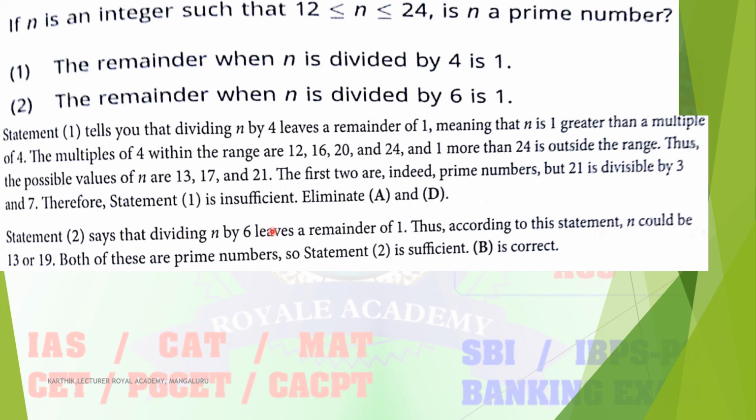After adding the remainder, what do the numbers become? 12 becomes 13, remainder 1, and 18 becomes 19. So 13 as well as 19, both numbers are prime. So you can directly tell that you can answer the question. Statement 2 alone can answer the question, because you get the numbers 13 as well as 19, and both are prime numbers only. So from the second statement you can answer the question. Option B is the correct answer for this question.